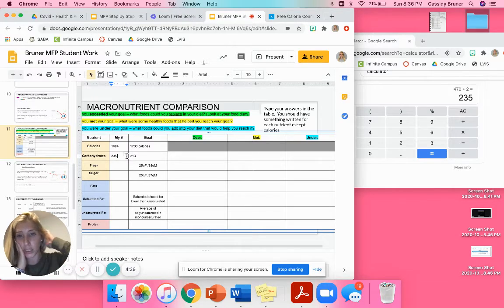So now the question is, am I over? Did I meet, or am I under my goal? So I am over it by about 15 grams or so because this is measured in grams. I am over it a little bit, but I feel like I'm not far enough over it that it's concerning. So I would say that I met my goal when it comes to carbohydrates. I'm just going to put an X there for now. I'm going to do this for the rest of them.